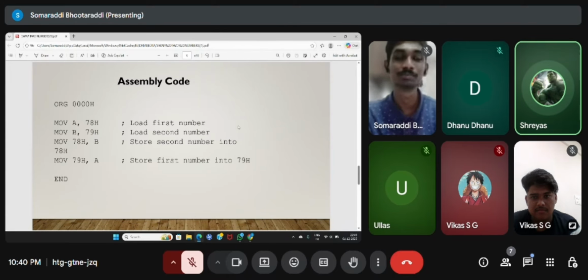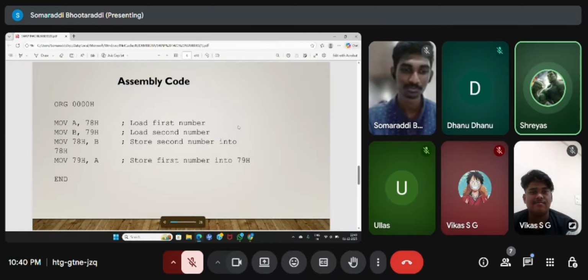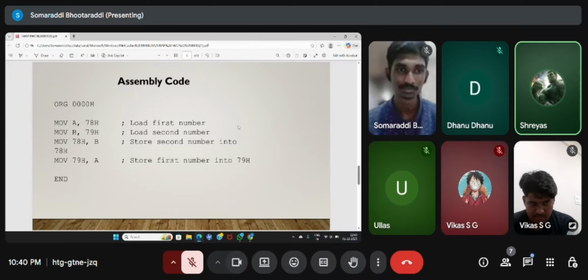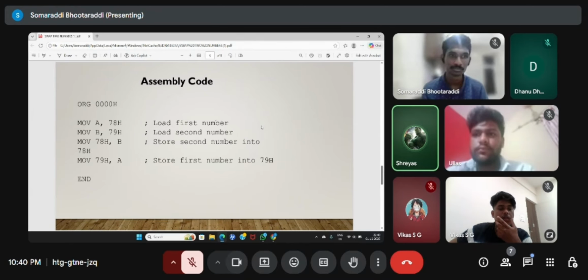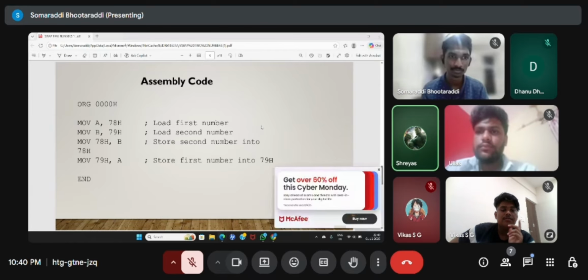Here A and B are the temporary registers and 78H and 79H are the memory. Here MOV A, 78H means we are moving the value at 78H into the register, like loading the first number, and MOV B, 79H means we are moving the value at 79H into register B.